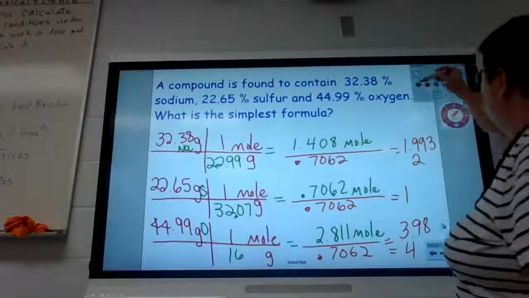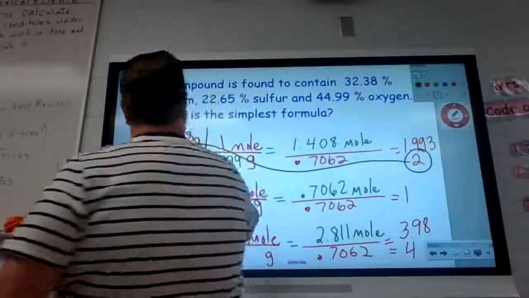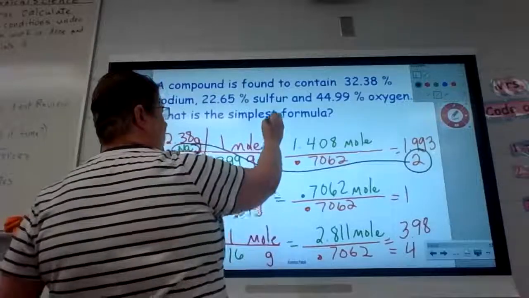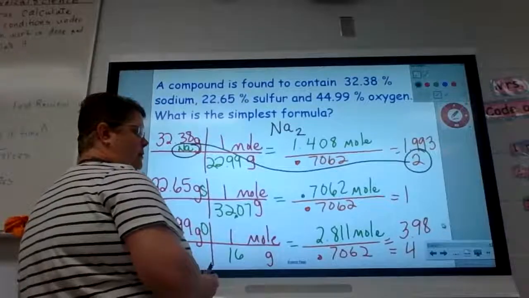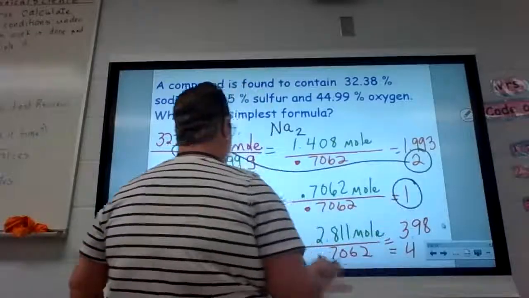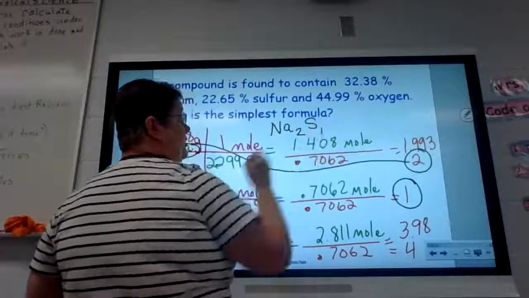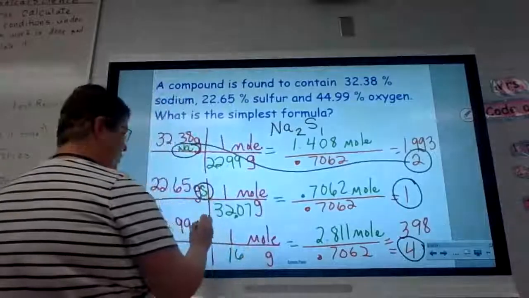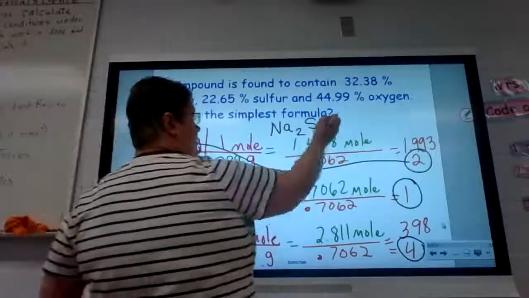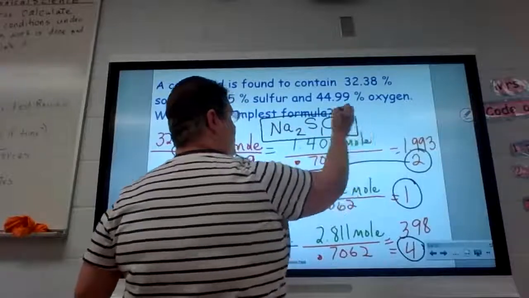Write the formula. So this 2 goes with Na, so Na has a subscript of 2. The 1 goes with S, so S has a 1, and I'm just emphasizing, you don't have to write the 1. And the 4 goes with the oxygen, so O has a 4. And that is your answer.